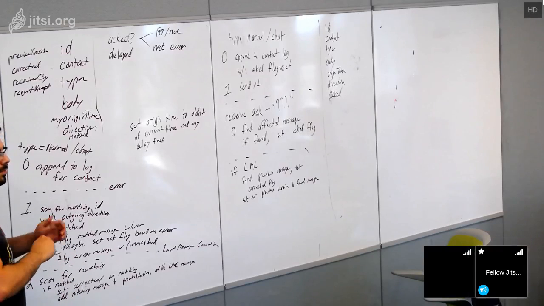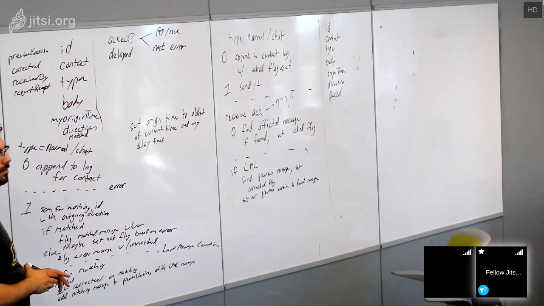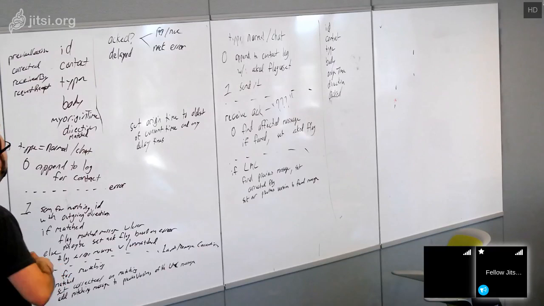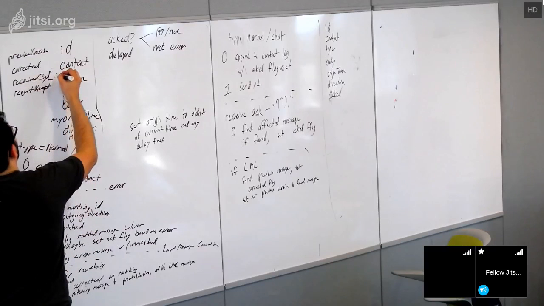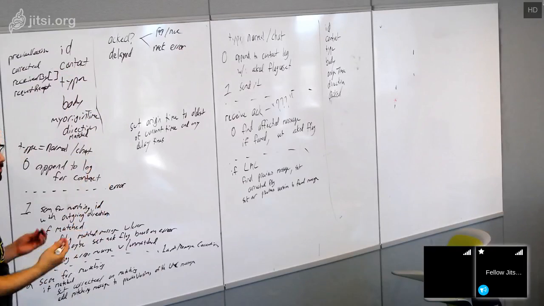Received-by would be a multi-valued thing. Yeah, it's an array, or a set. Technically it's a set.